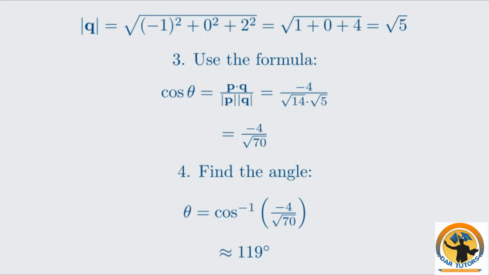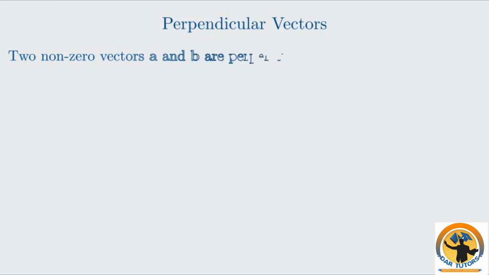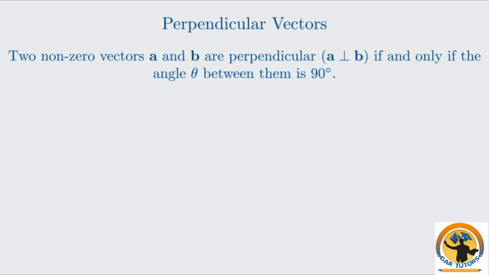This example demonstrates the complete process for finding the angle between two vectors using the scalar product. We have now met our third objective. Let's now focus on our fourth objective, using the scalar product to determine if two vectors are perpendicular. This is a very important application. We know that two non-zero vectors are perpendicular if and only if the angle theta between them is 90 degrees. Let's see what this means for the scalar product.